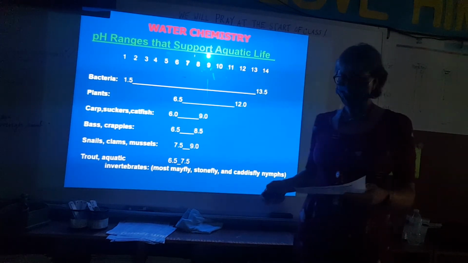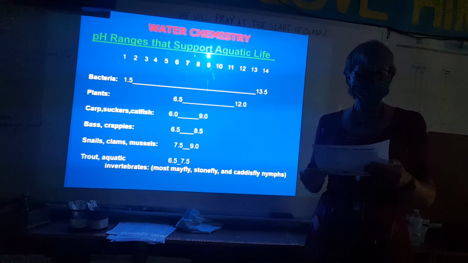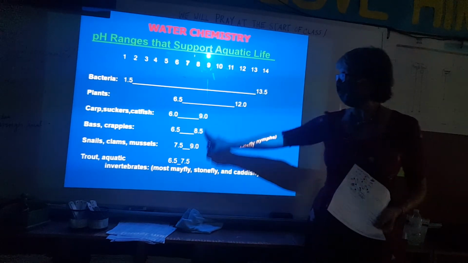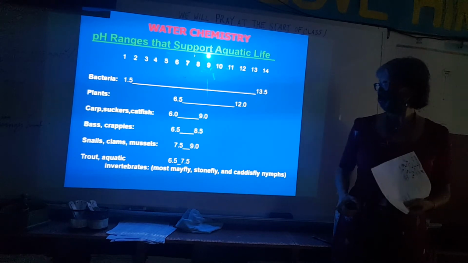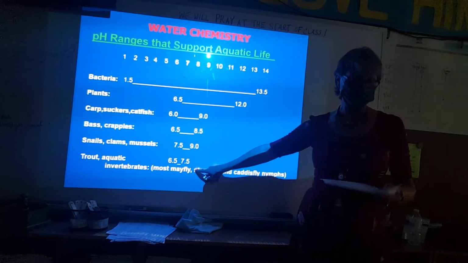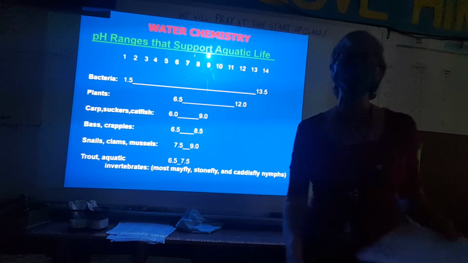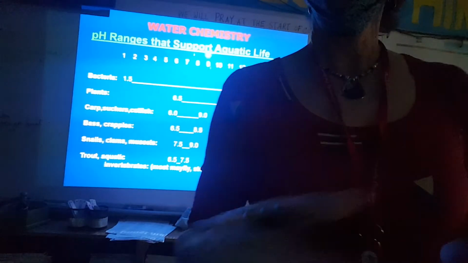All right, so what we want to do is find the ideal pH range for trout. You can find it by looking at the chart here. Take a peek at it. 6.5 to 7.5. So write that next for pH range for trout. In case you're having trouble finding it, we are right in this section right here.